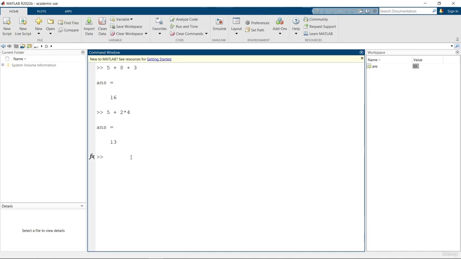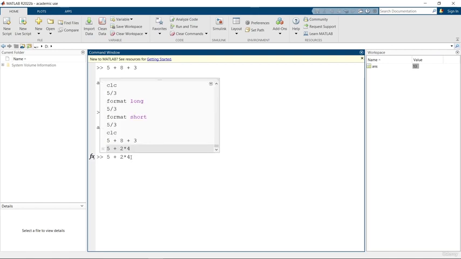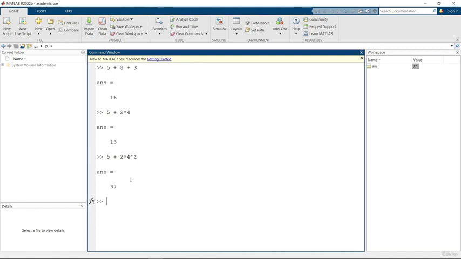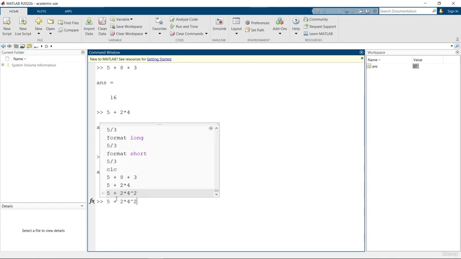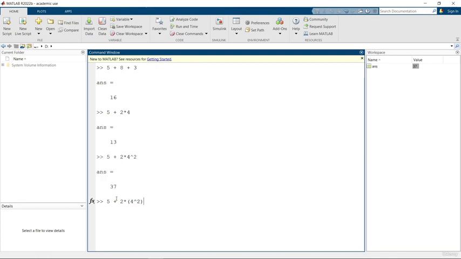Nevertheless, some problems may arise. For example, if we add a power to this multiplication, we don't know if it will first perform 4 to the power of 2 or if it will first perform 2 times 4. As we can see, the solution is 37. So the first thing it has done is 4 to the power of 2, which in this case would be 16. Then the multiplication, 16 times 2, 32, plus 5, 37. However, MATLAB recommends the use of parentheses. This way we don't have any problems and we know exactly which operation is being performed first.